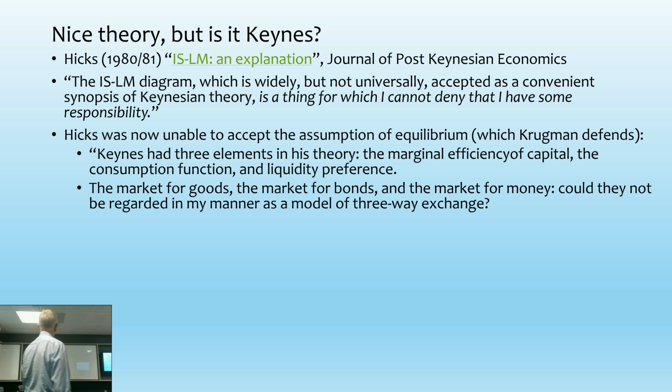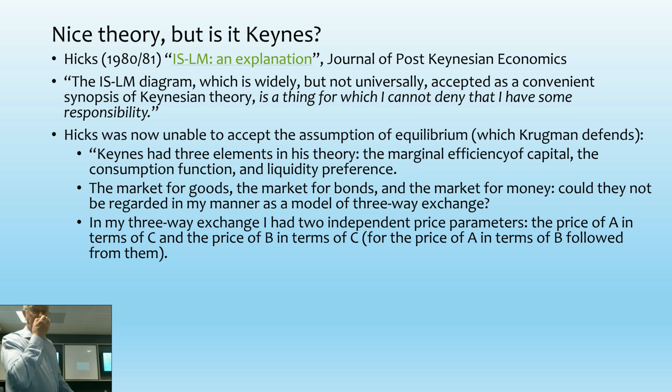So you see there are three elements. The reason he thought he could, and again he's done the apology and said, yes, it's not Keynes' model, it's my model dressed up as if it were Keynes. And he said Keynes has three elements: the goods market, the market for bonds, and the market for money. Couldn't I model that as a three-way exchange, leaving out one of the three markets under the assumption of Walrasian law? Is what he did.